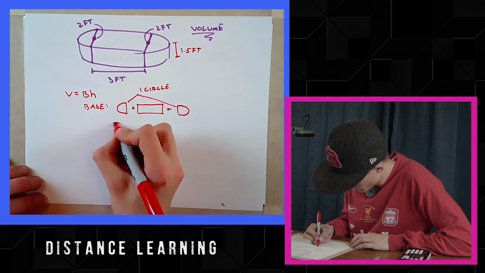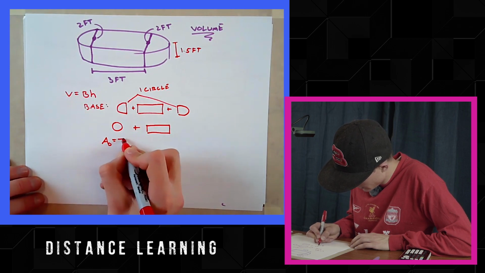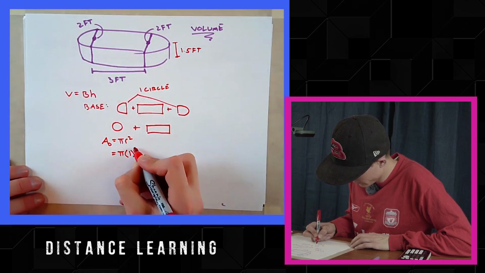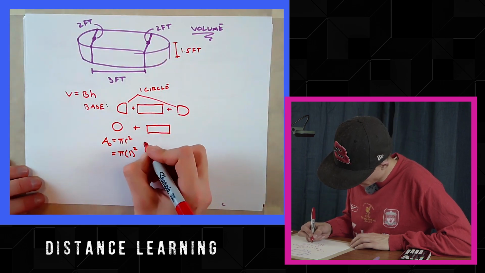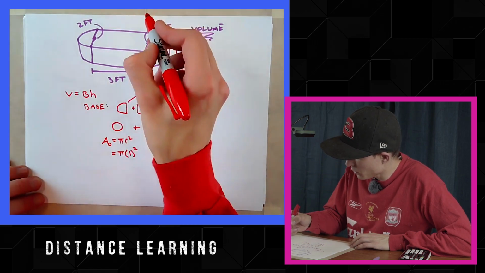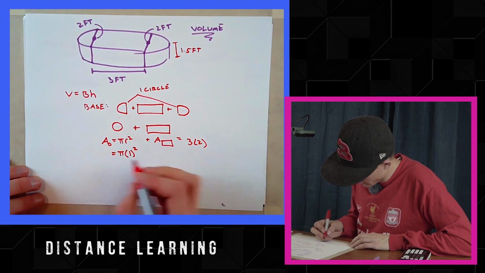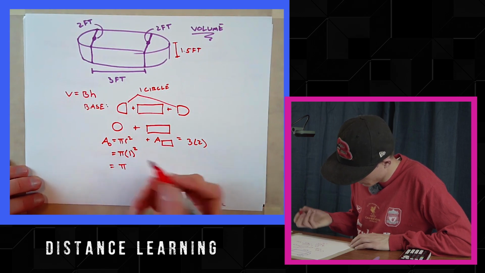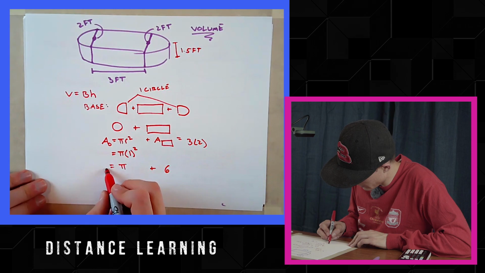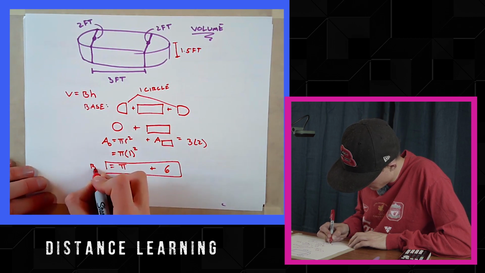So if I do circle plus rectangle for my base, area of a circle is pi r squared. Radius is 1, because the diameter is 2. And then plus area of a rectangle. That rectangle is 3 feet by 2 feet. So that's going to be pi times 1 times 1, plus 6. We're going to leave it like this for now. So the area of my base was a full circle plus that. So that is my base.